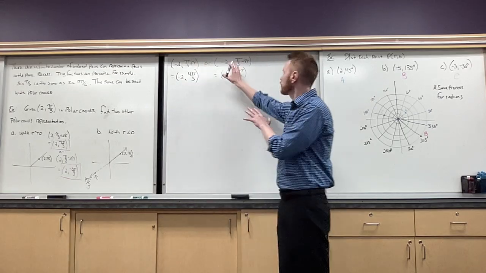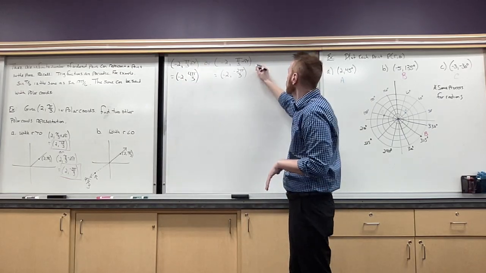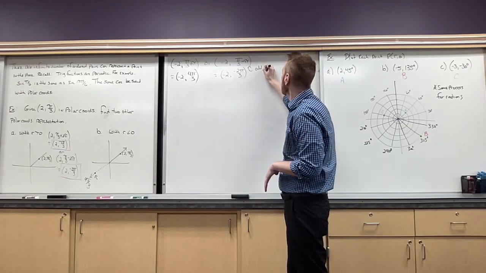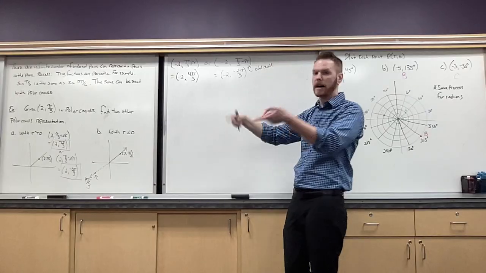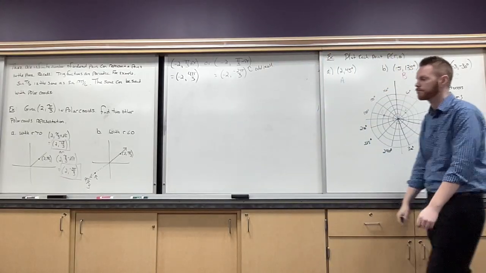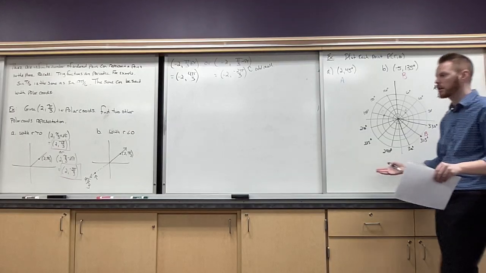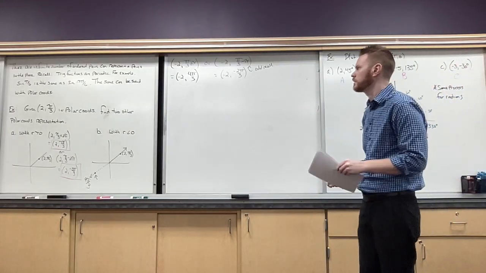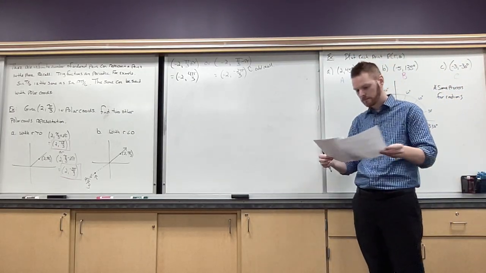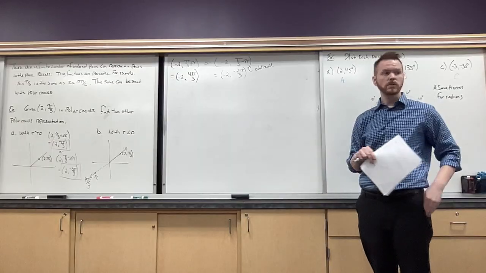So when you're doing an r negative representation, you want to come up with odd multiples of pi you're going to subtract from it, to get back to that same position. But in this case, the problem just wanted 2 representations, so that's all we did. All right? Okay, any questions on that?